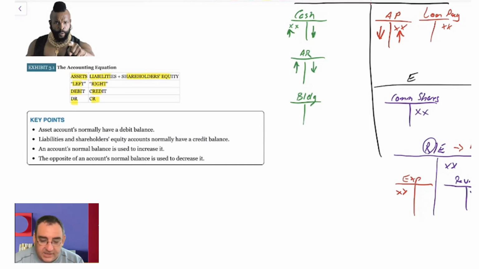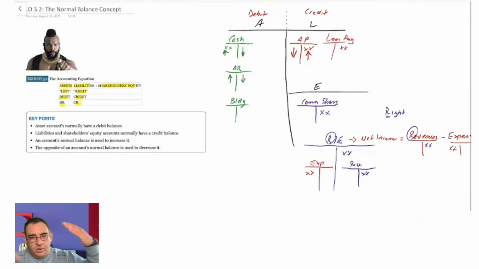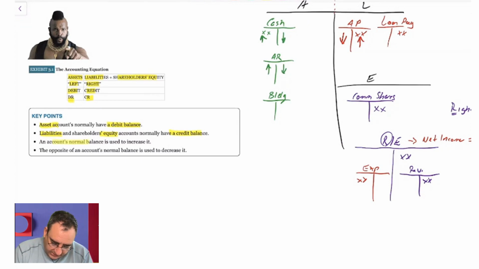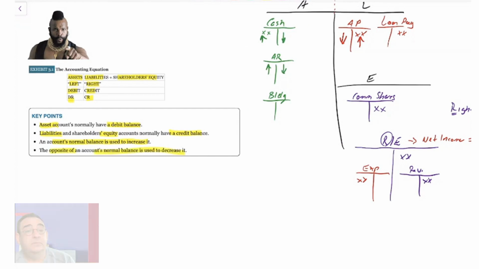And then, of course, because revenues and expenses fall under shareholders' equity, whether they go up or down, revenues are also right side accounts, expenses left side accounts. And we use that normal balance side to increase that account. Which means if we want to decrease an account, we use the opposite of the normal balance.